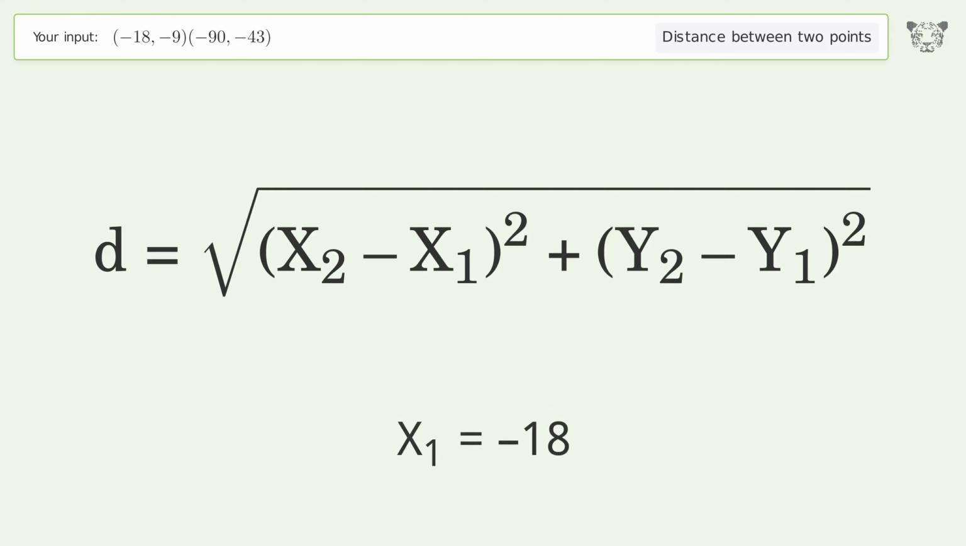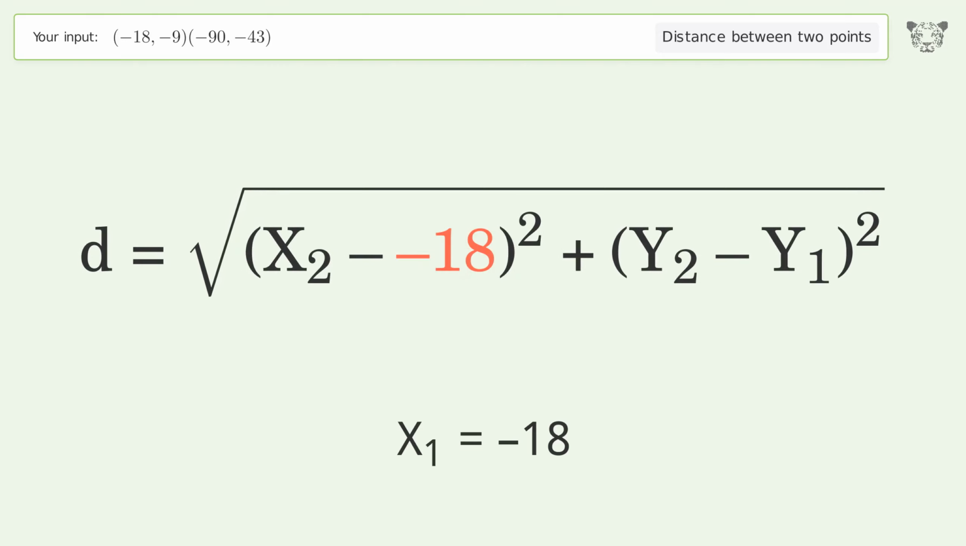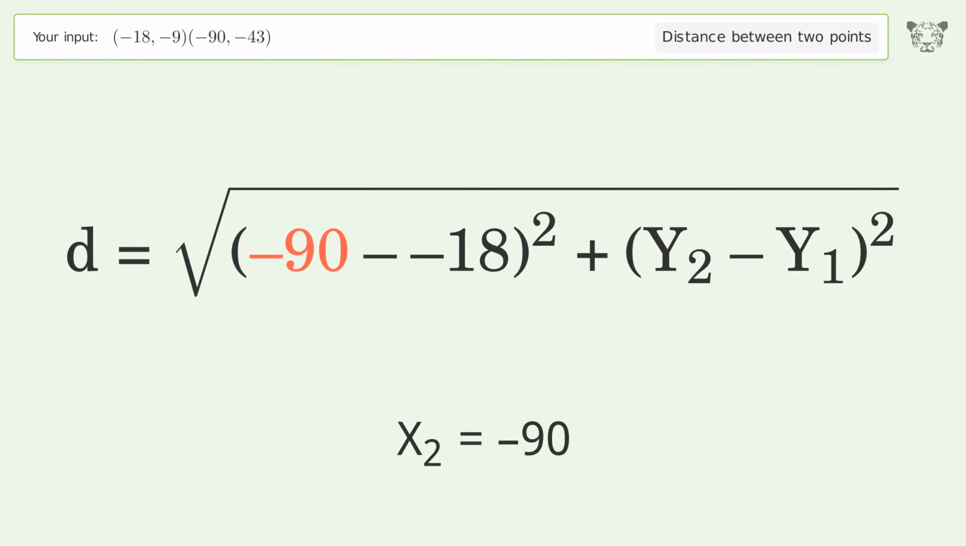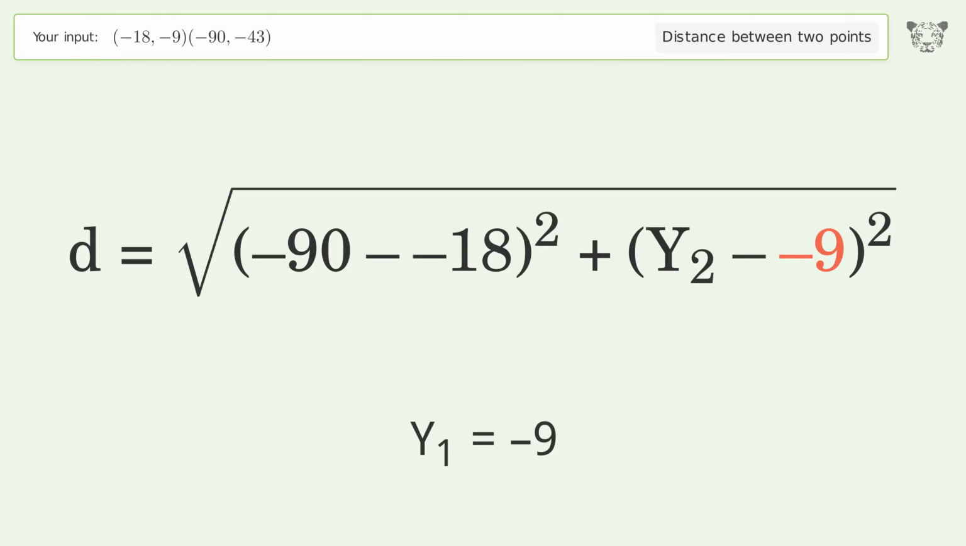x1 equals -18. x2 equals -90. y1 equals -9. y2 equals -43.